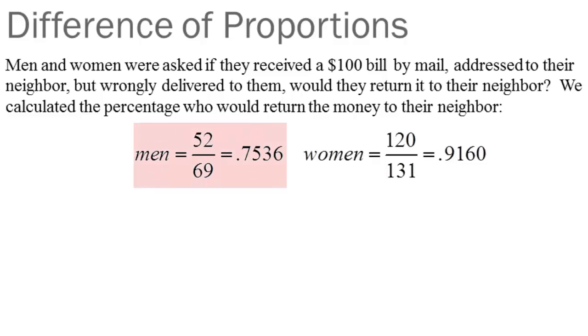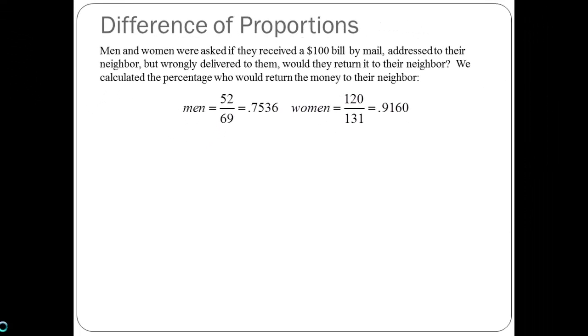For example, of the 69 men who were surveyed, 52 of them, or approximately 75%, said they would return the money to their neighbor. Of the 131 women who were surveyed, 120 of them said that they would return the money to their neighbor. That's about 92%. So for this problem, we're going to test for a statistically significant difference between approximately 75% for the men and 92% for the women. I'm not going to put this into the hypothesis testing format. I'm going to leave that up to you, but I'm going to show you all the calculations again.